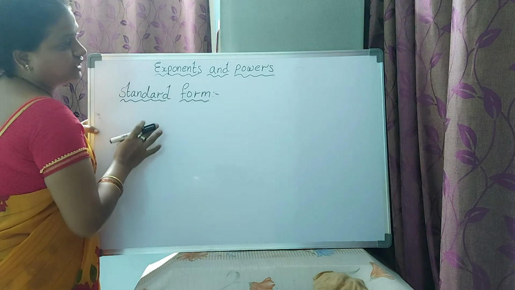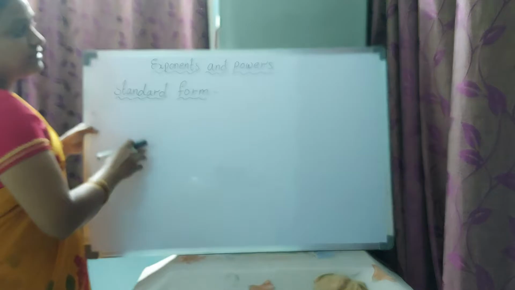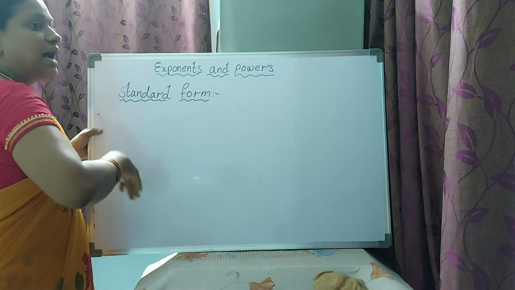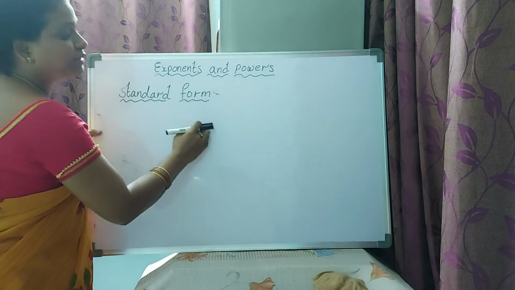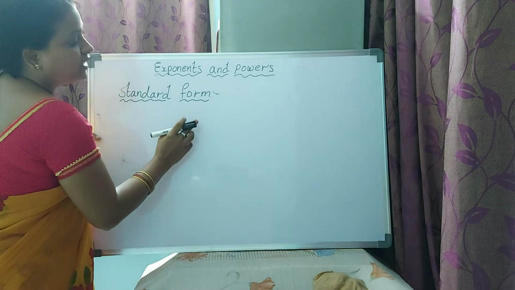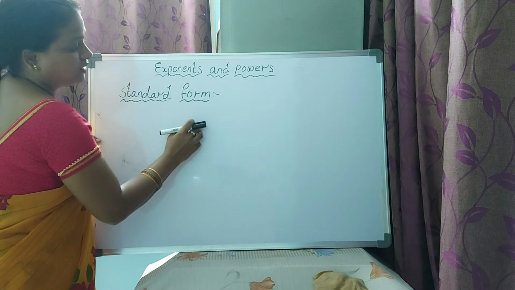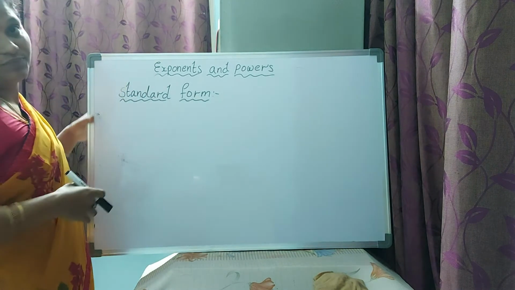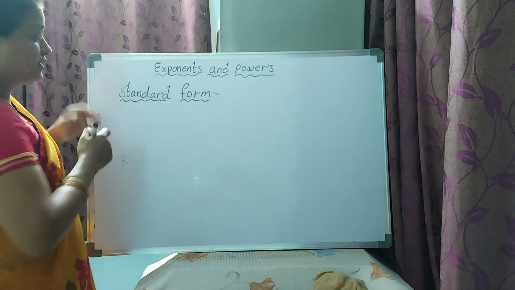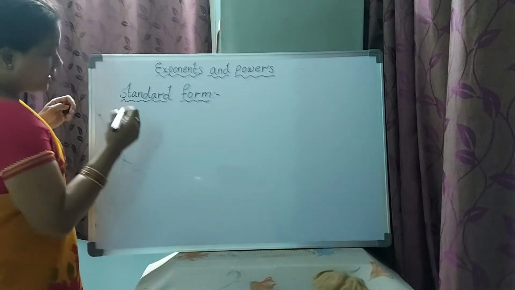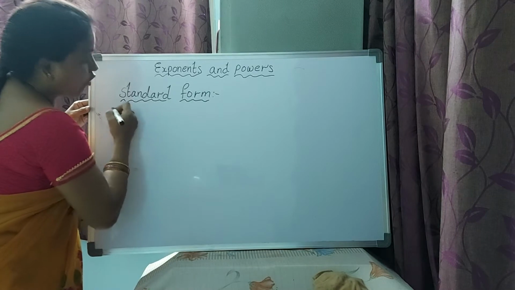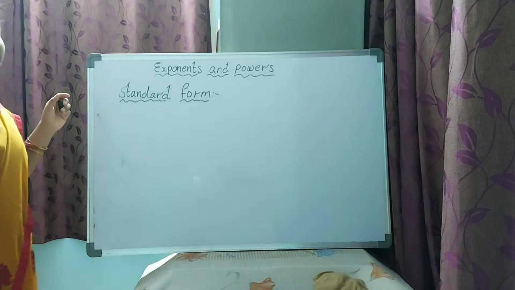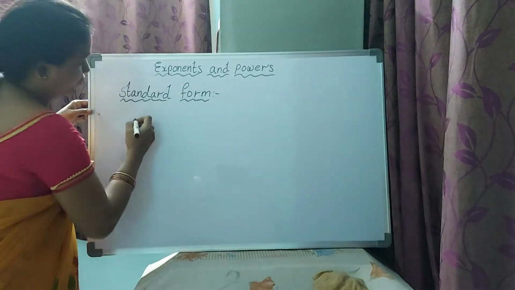Between 0 and 10 only. That number should be between 1, 0 and 10, and the remaining numbers we have to write as 10 to the power, 10 powers we have to write. See here, if you see the example, you will know better. See how to convert the large numbers into standard form.